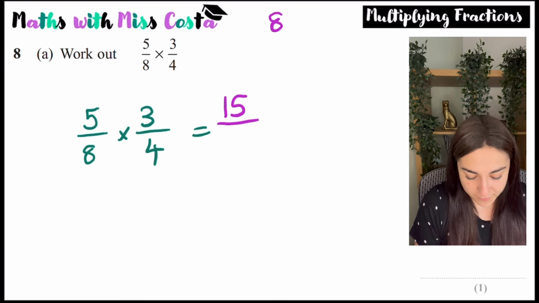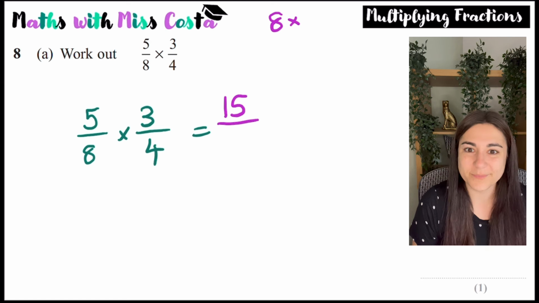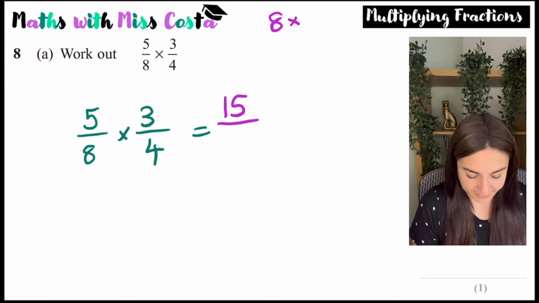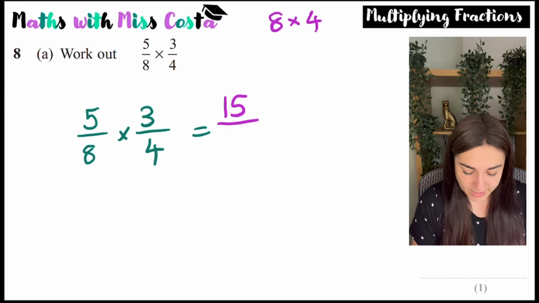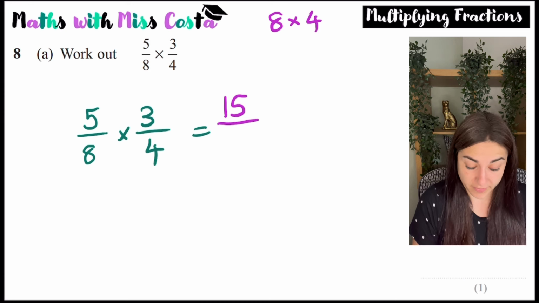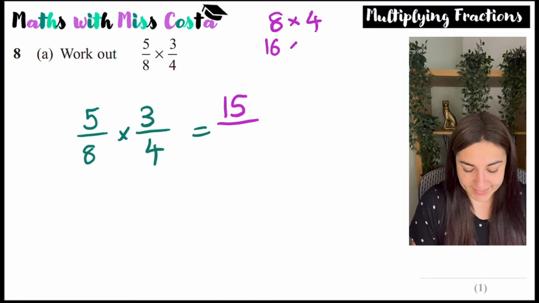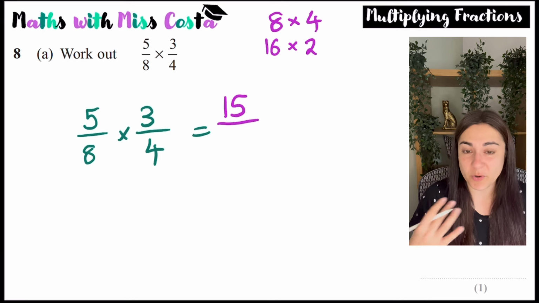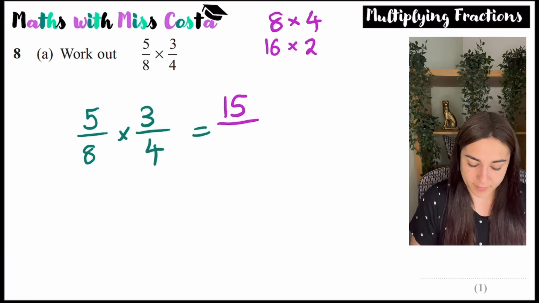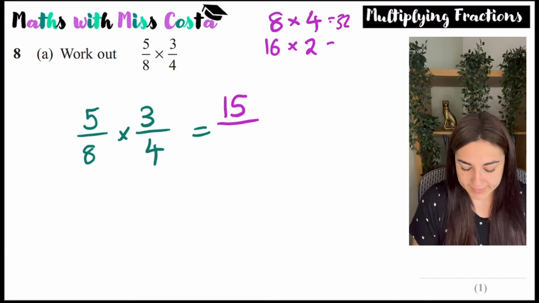You can do the doubling and halving method. So 8 times 4, if you're like, oh, I've forgotten what 8 times 4 is, you could halve one and double the other. So let's double this to 16, and that would become 16 times 2. It might be a little bit easier. Multiplying by 2 is sometimes easier than doing the times tables. So 8 times 4 is 32, 16 times 2 is 32 as well.